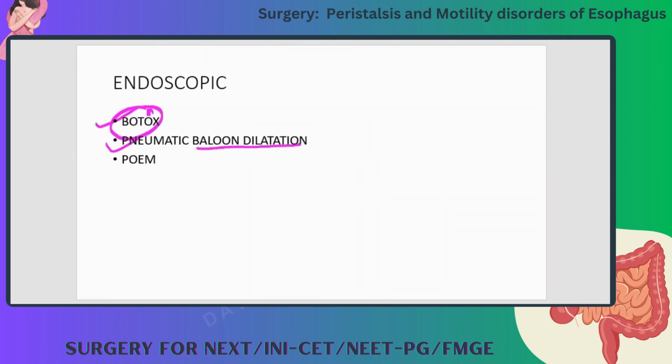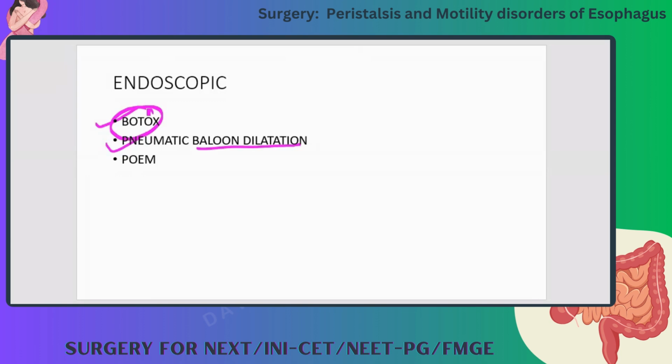What is this Botox injection? Have you heard about botulinum toxin? Yes, sir. Botulinum toxin. If you give a Botox injection, it will make the sphincter relax. So you can give a Botox injection.